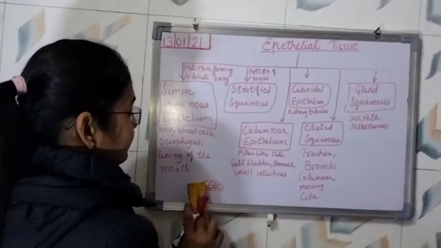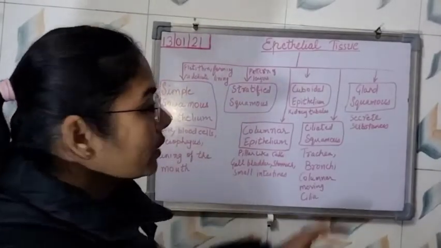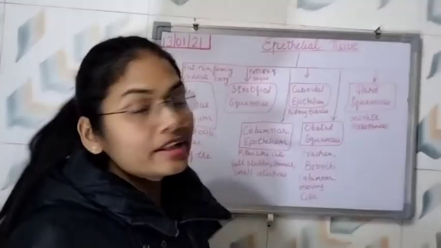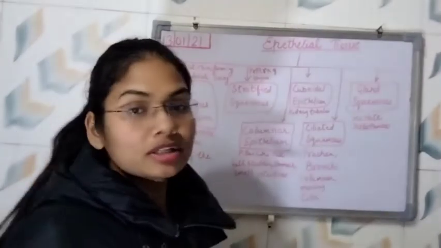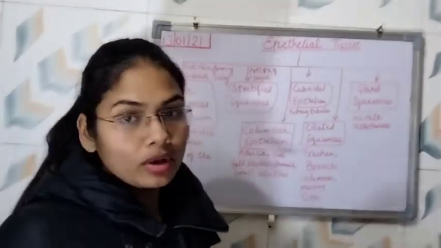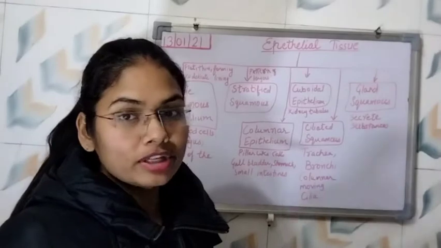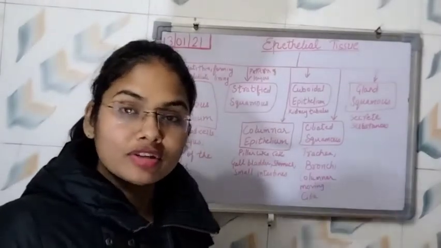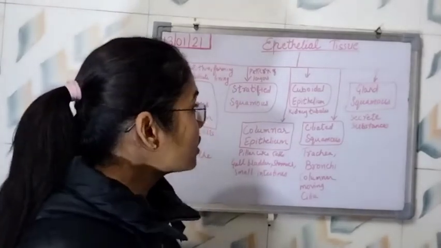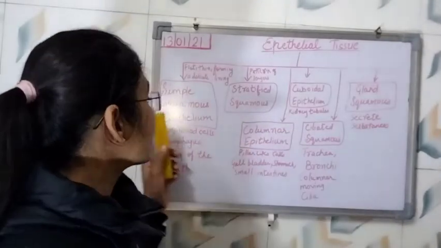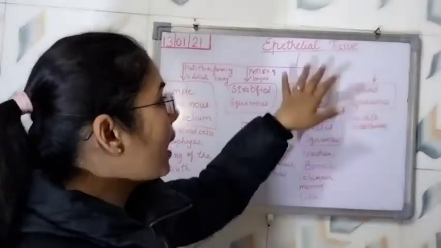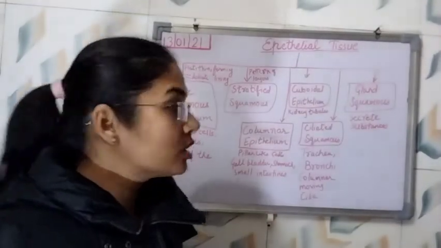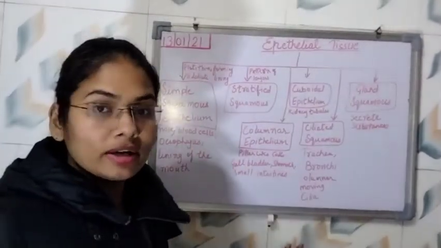Okay, students. The next we have is glandular epithelium. As the name suggests, it forms multicellular glands, and it secretes substances at the surface of the epithelium. So these are our 6 kinds of epithelial tissue, right? I hope I made you understand.